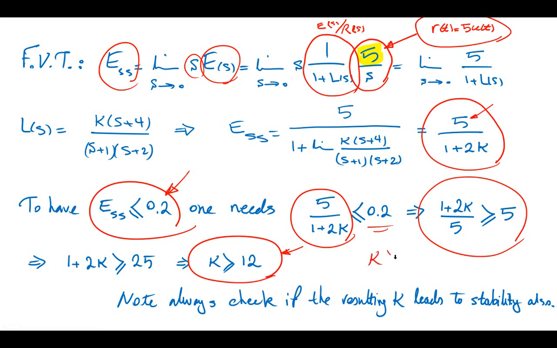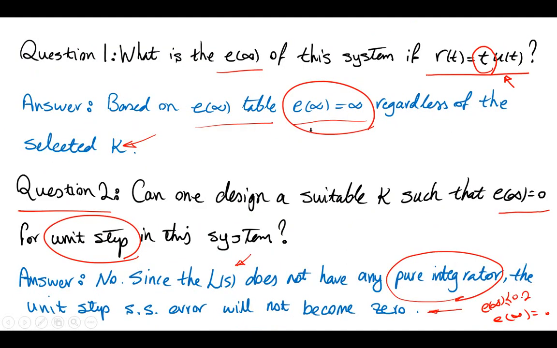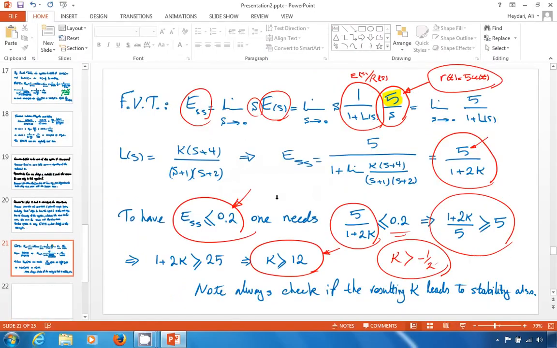Because any k greater than minus 1 over 2, based on this Routh table, will be stable. So k greater than or equal to 12 will also be stable. So we need to make sure that the resulting k through this final value theorem will satisfy the condition of stability of the overall system as well.